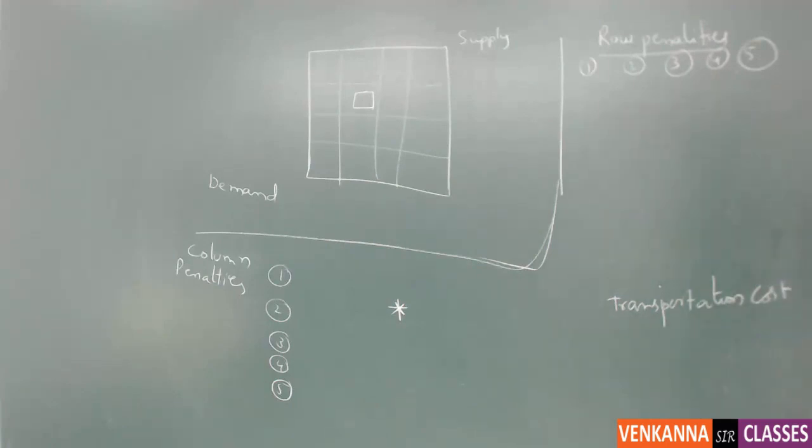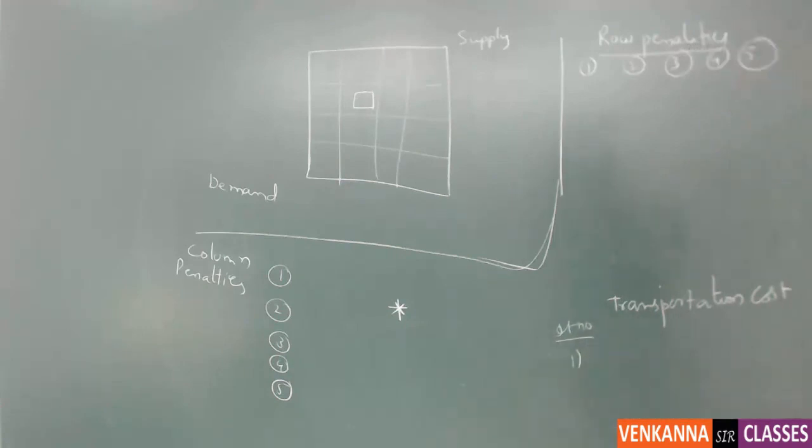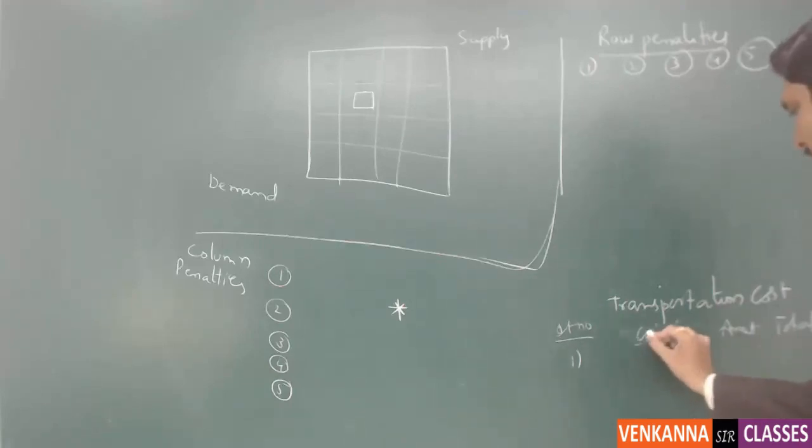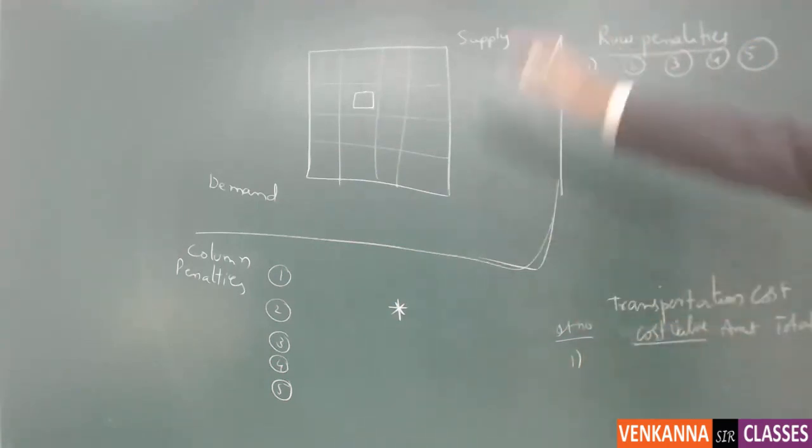So for the presentation on paper, you will mention the iteration number, say iteration number 1, cell value, right, amount, total. In this way you can write the solution. Apart from cell value, you can say the cost value. This is the general pro forma to represent the solution on paper. So the whole problem will be represented on a single paper.